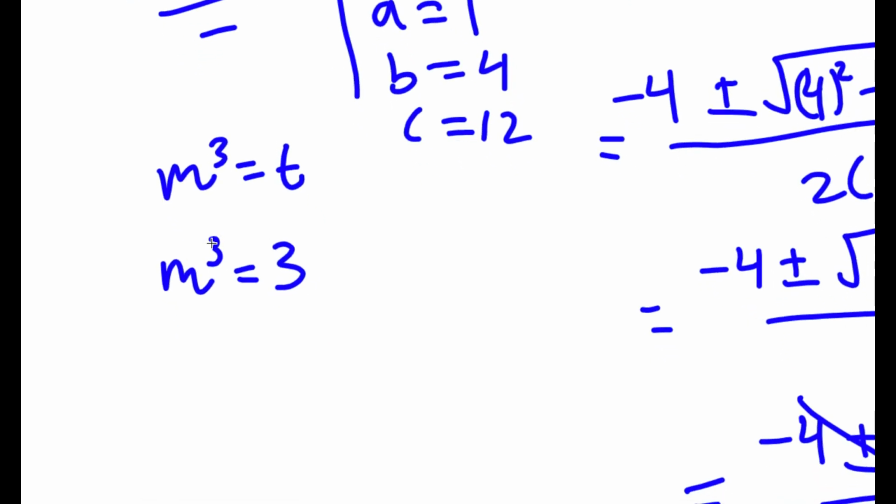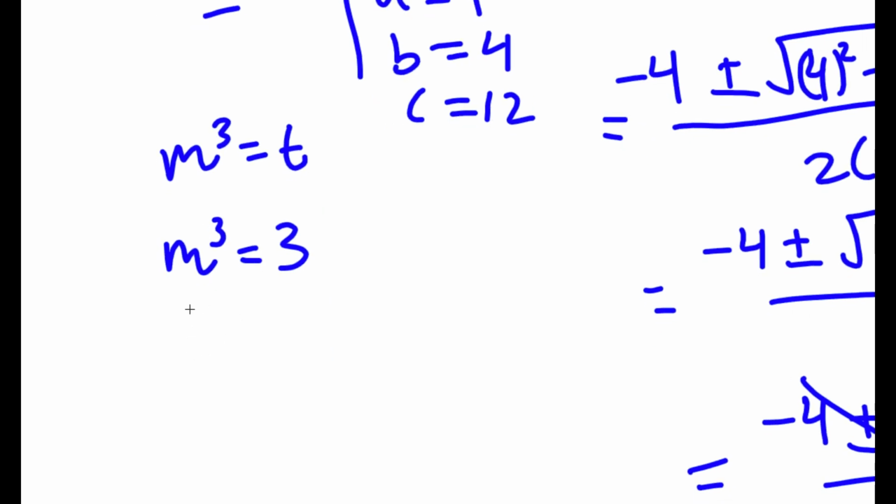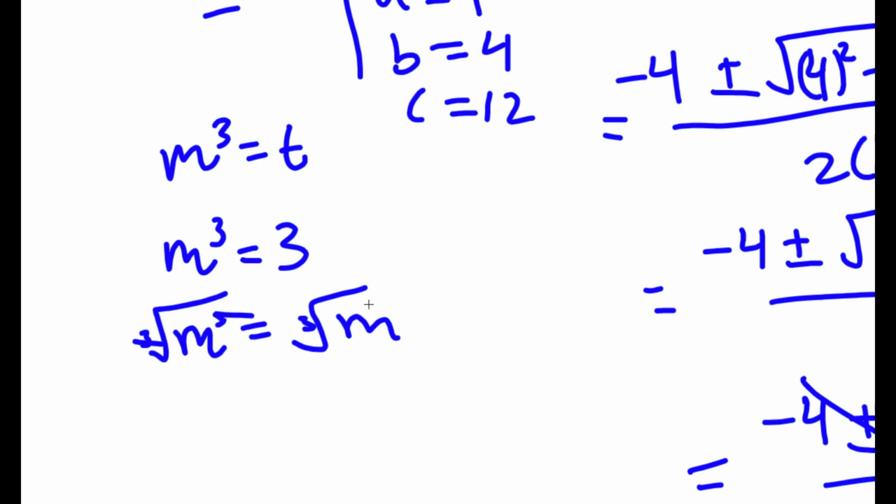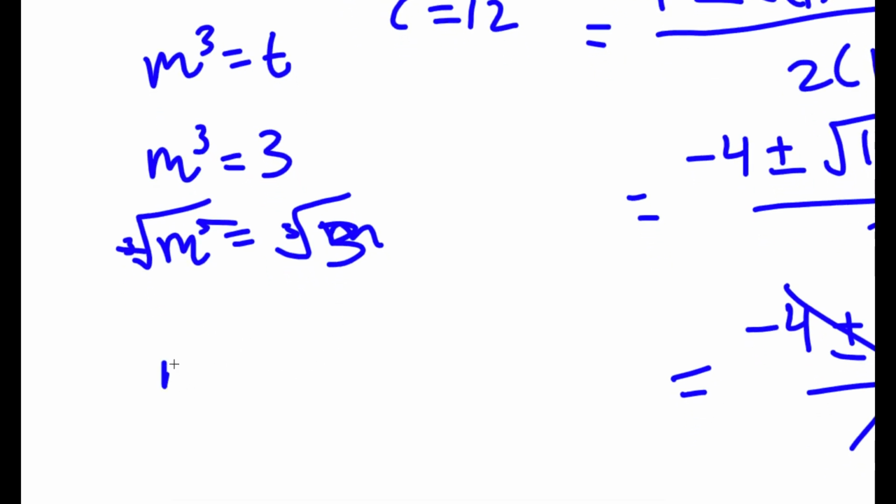Now to solve this, we want to cancel out this exponent. So I'm going to take the cube root on both sides. So then these two cancel out, and I'm left with m is equal to the cube root of 3.